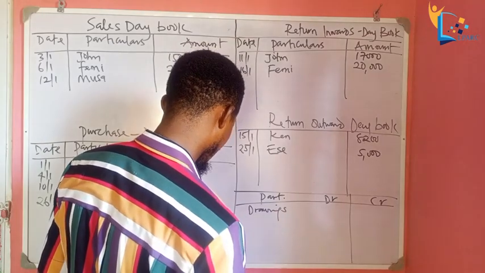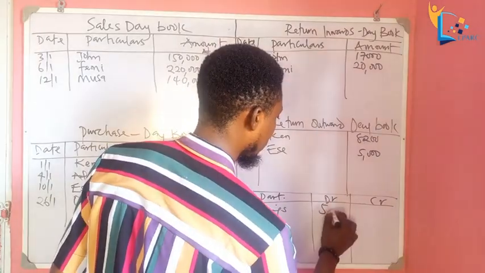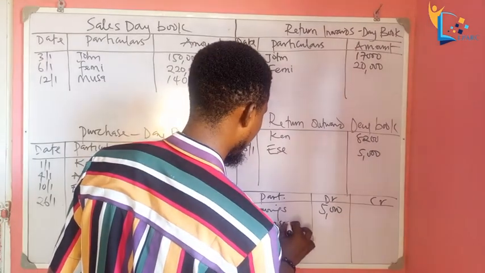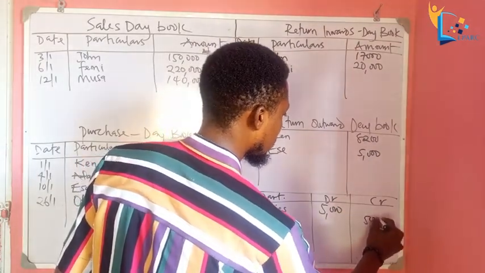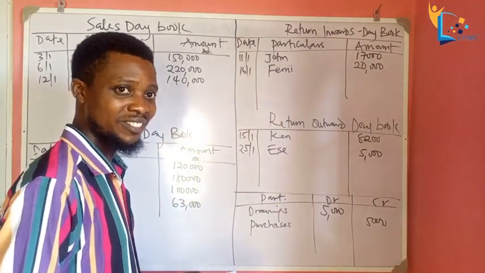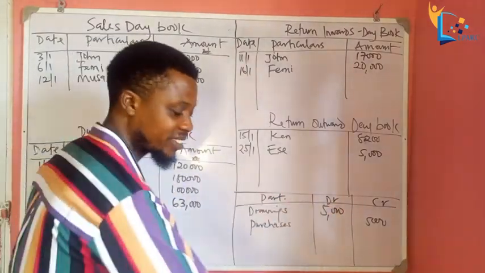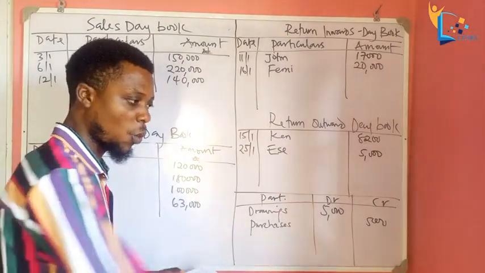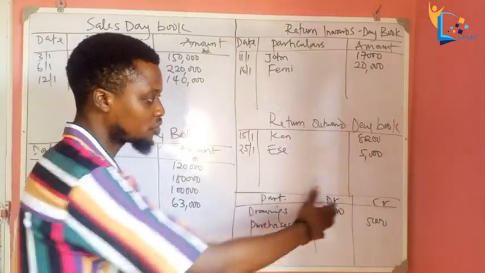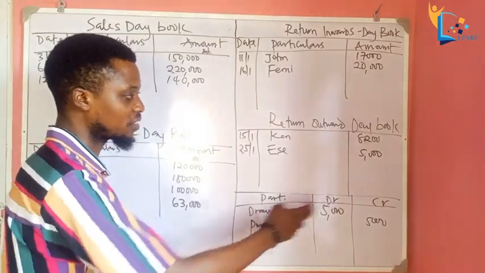Drawings, how much was withdrawn? 5,000. Okay, then purchases, 5,000. You debit the receiver and credit the giver. The account that is receiving, you debit it. Drawings is receiving because you are taking, you are drawing, while purchases is giving out. Do you understand? You credit the giver and debit the receiver. Drawings is receiving, purchases is giving out.